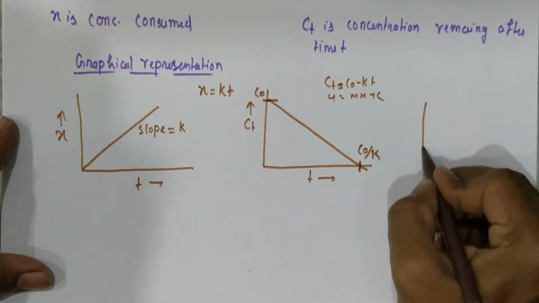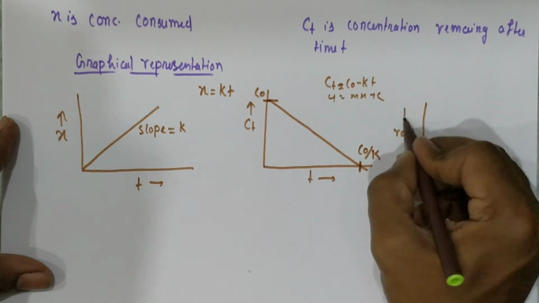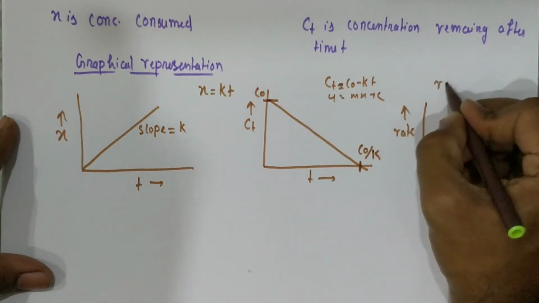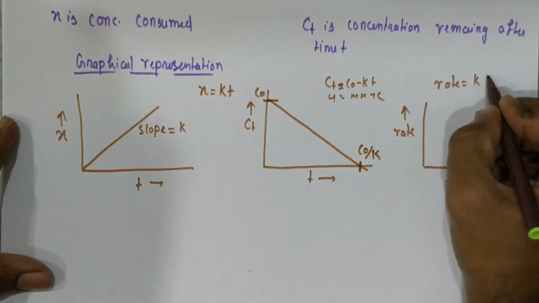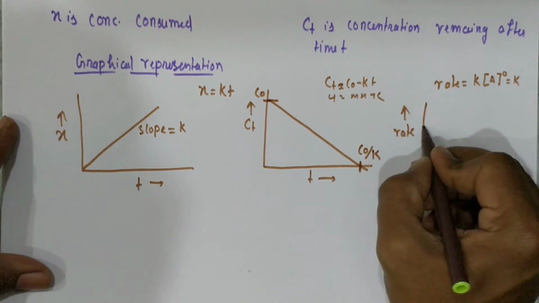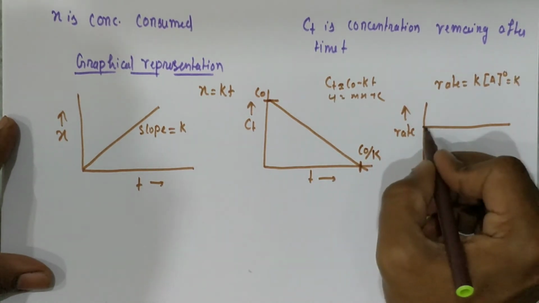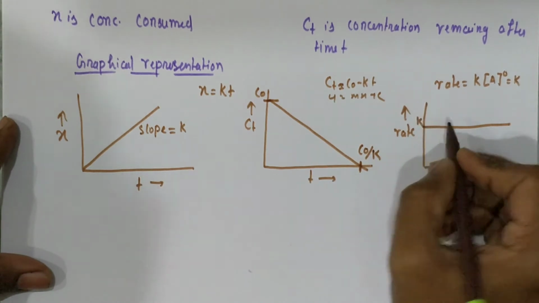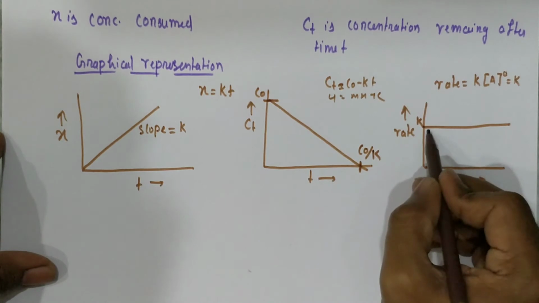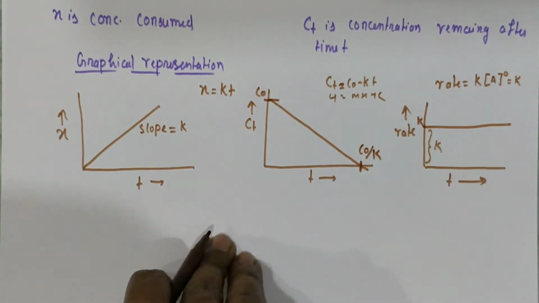If we plot rate versus time, the rate was k into A to the power 0, that is equal to k. So it will be a straight line, and this y-axis value will be equal to k. So this is equal to k for a zero order reaction.